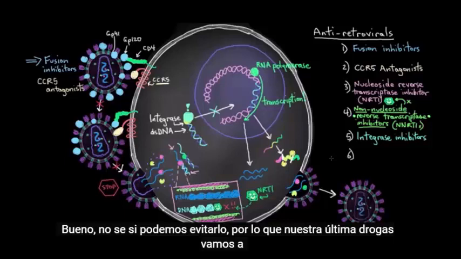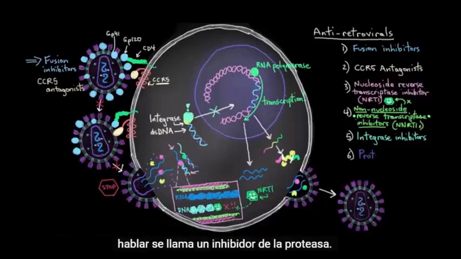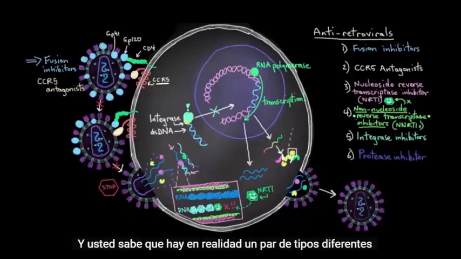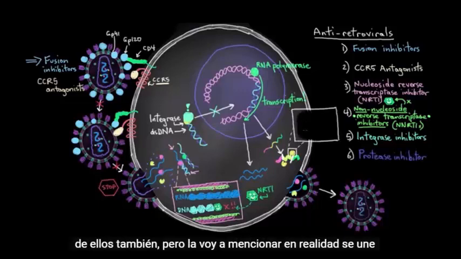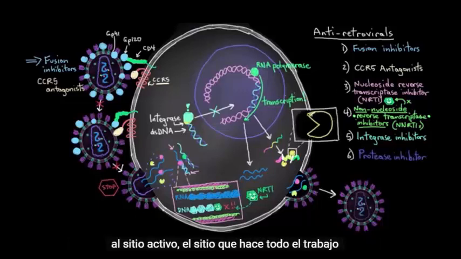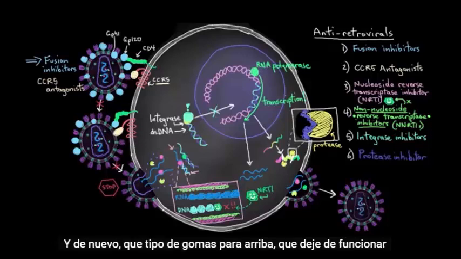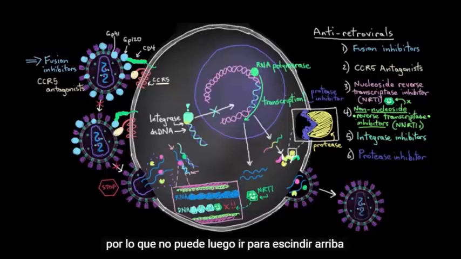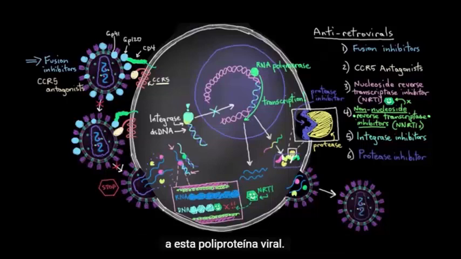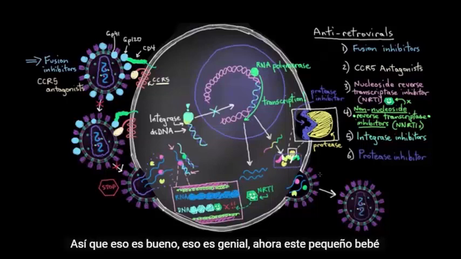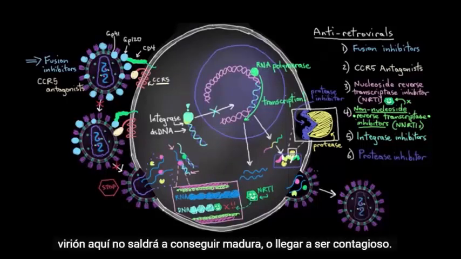So our last drug that we'll talk about is called a protease inhibitor. There's actually a few different kinds of these too, but the one I'll mention binds to the active site, the site that does all the work on this protease enzyme, the Pac-Man mouth part. And again, it gums it up. It stops it from working so it can't then go on to cleave up this viral polyprotein. So that's great. Now this little baby virion won't go on to mature or become infectious.